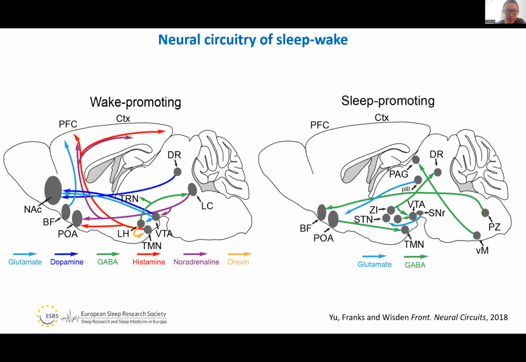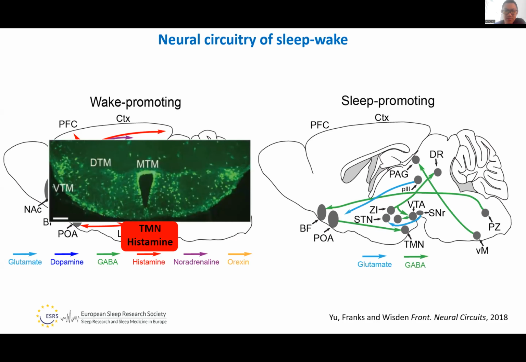For example, the tuberomammillary nucleus that we explored previously is the source of histamine in the brain. And during wake, histamine neurons excite neurons in the cortex, thalamus, and other arousal-promoting regions. So we use a transgenic reporter mouse line to illustrate histamine cells in the hypothalamus. And most of the sleep-promoting cells release GABA to inhibit arousal-promoting elements. So recently, a few excitatory circuits have been identified to promote sleep, including substantia nigra and a very specific area in the midbrain.